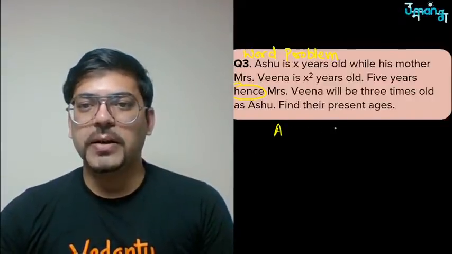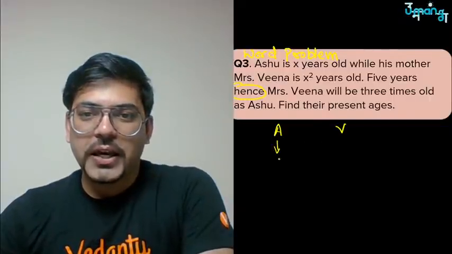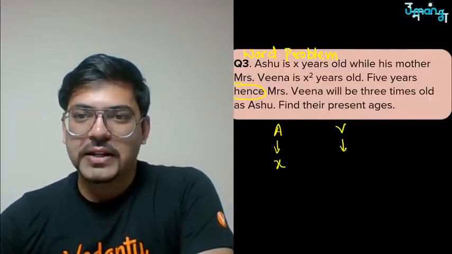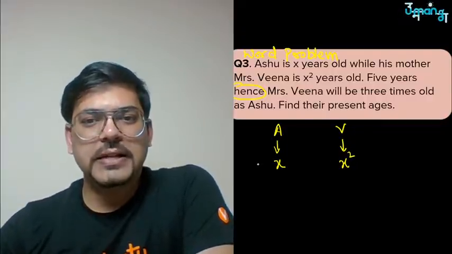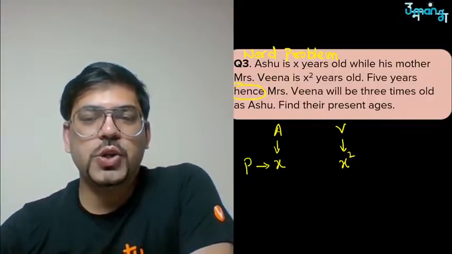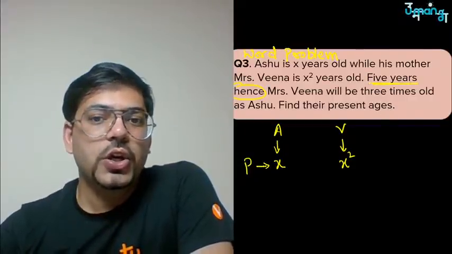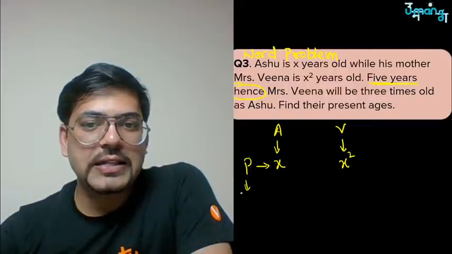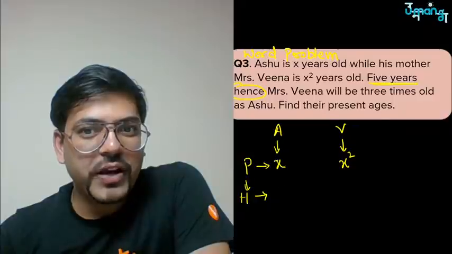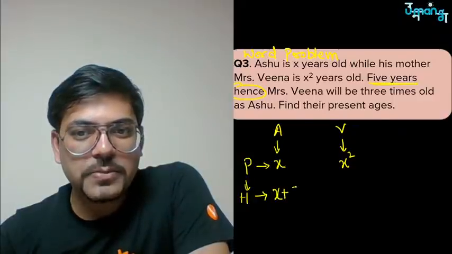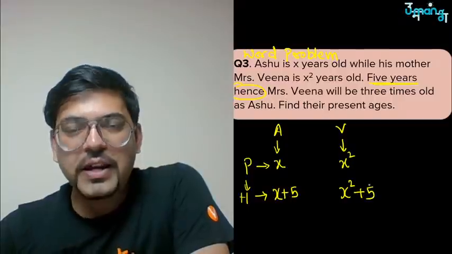यहाँ पे आशु की बात की गई है और मिसेस वीना की बात की गई। तो आशु का अभी एज है x और मिसेस वीना का प्रेजेंट एज है x स्क्वायर। लेकिन x और x स्क्वायर तो प्रेजेंट की बात हो रही है, but the question is not talking about present, question is talking about 5 years hence। ये बात समझ पा रहे हो क्या कि after 5 years Ashu's age will become x plus 5 and Mrs. Veena's age will become x square plus 5। ये बात समझ आई क्या?